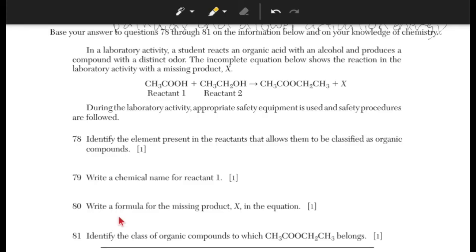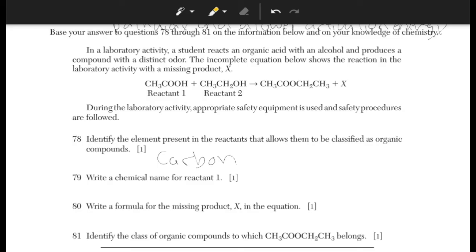In a laboratory activity, a student reacts an organic acid with an alcohol and produces a compound with a distinct odor. The incomplete chemical equation below shows the reaction in the laboratory activity with the missing product X. Identify the element present in the reactants that allows them to be classified as organic compounds. Carbon allows a compound to be classified as an organic compound.